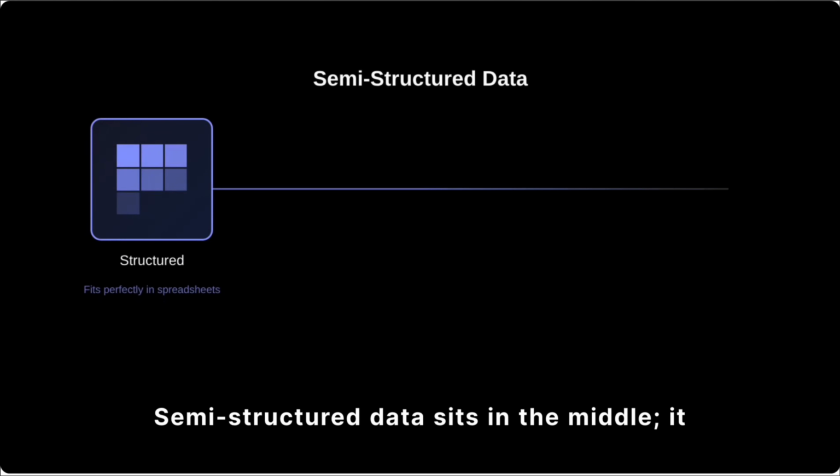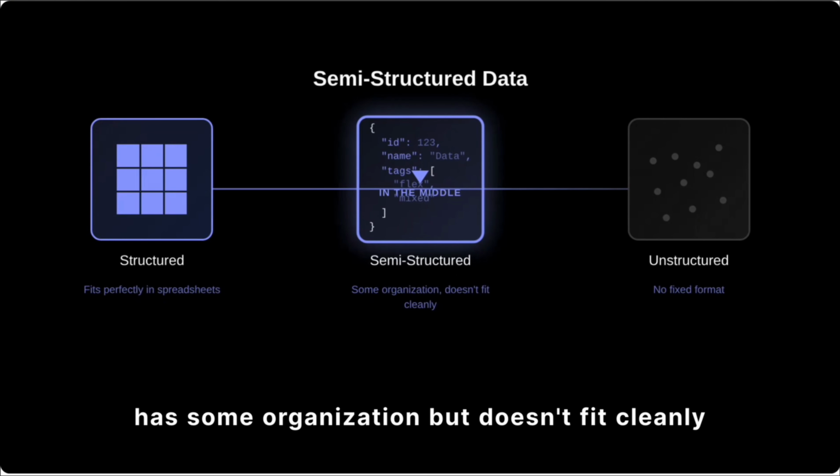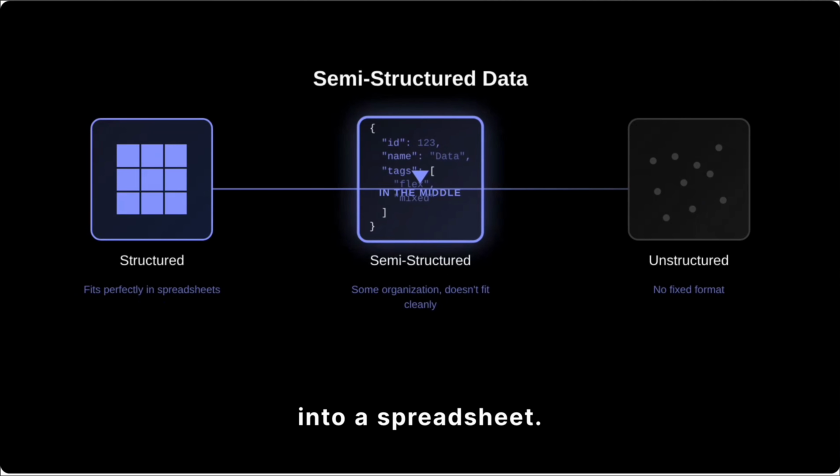Then there's semi-structured data sitting somewhere in the middle. It has some organization, but not enough to fit cleanly into a spreadsheet. Examples, shipping information in JSON format, e-commerce order confirmations, or server log files. It's partly structured, partly messy, which makes it flexible, but trickier to manage.